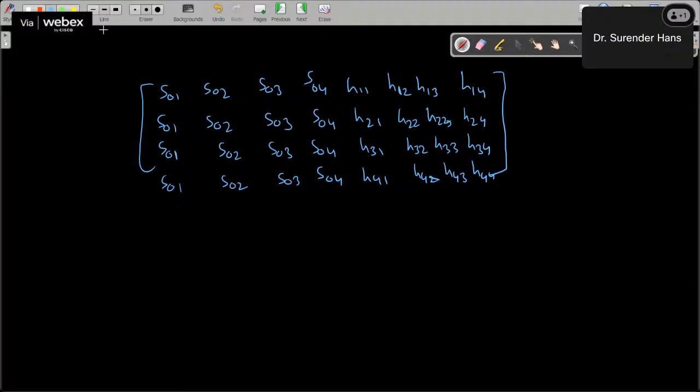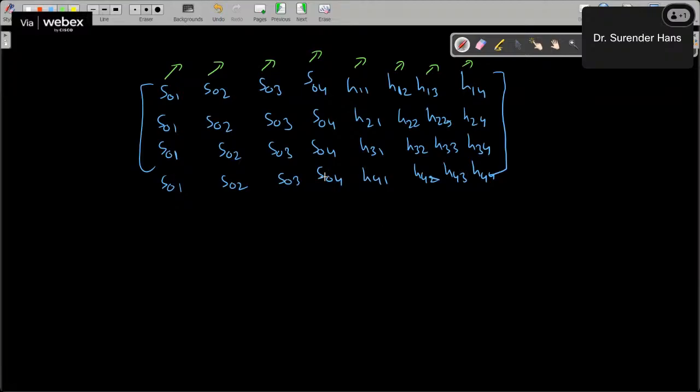Clear? So now this is the first number of S naught. This is the second number of S naught. This one is the third number of S naught. This one is the fourth number of S naught. And this one is the first number of H1, second number of H1, then third number of H1 and fourth number of H1. Now pick up each row. This S naught is a vector. H naught is a vector. H1 again is a vector.